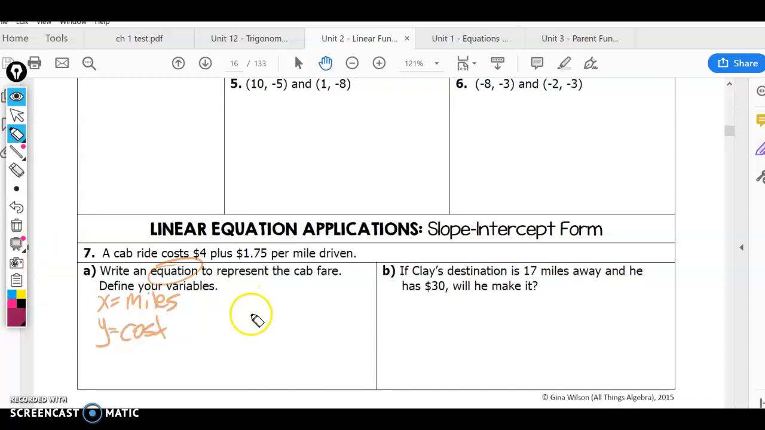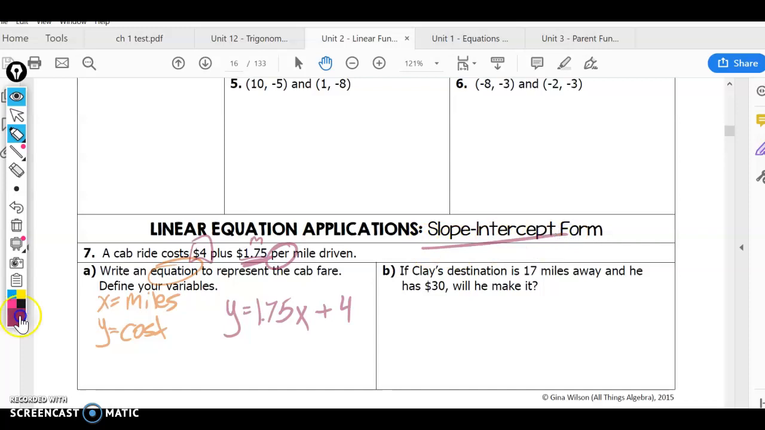So now I can write my equation as the cost is going to equal $1.75 per mile. Whenever you see the word per, usually that number is going to represent the slope or the m. And then you have the $4, which is the flat fee. That's your y-intercept. In this case, we had a slope-intercept form type of equation.